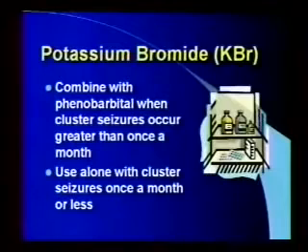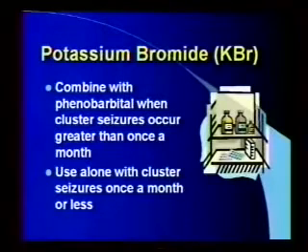Potassium bromide is the second drug that we use, and you can combine it with the phenobarbital, especially in dogs that are having cluster seizures that are greater than once a month. We want to get that phenobarbital on board so that the seizures will have some kind of control, because the phenobarbital will slow them down for sure. It might not totally control them, but it'll slow them down for sure. And so we need to get some phenobarbital on board.